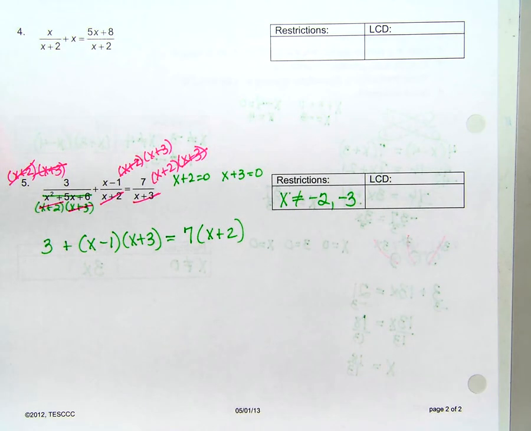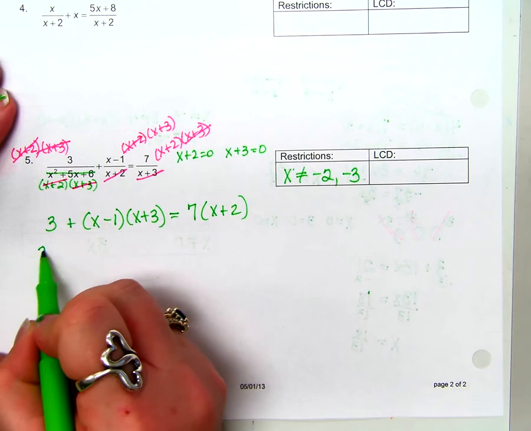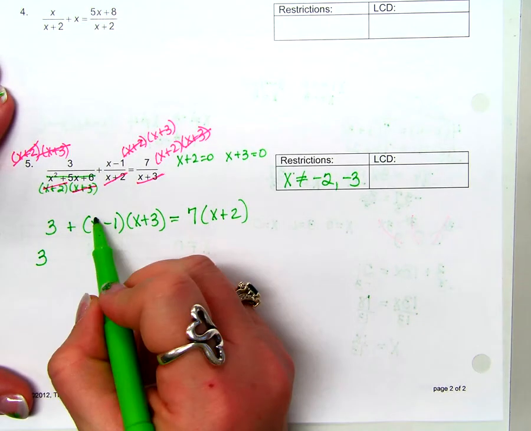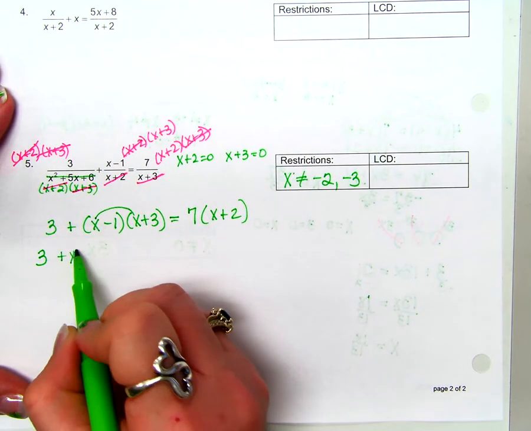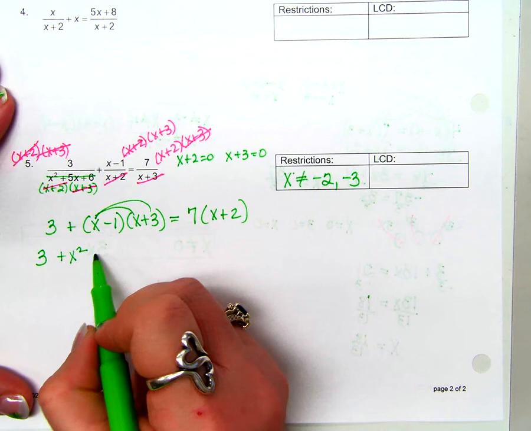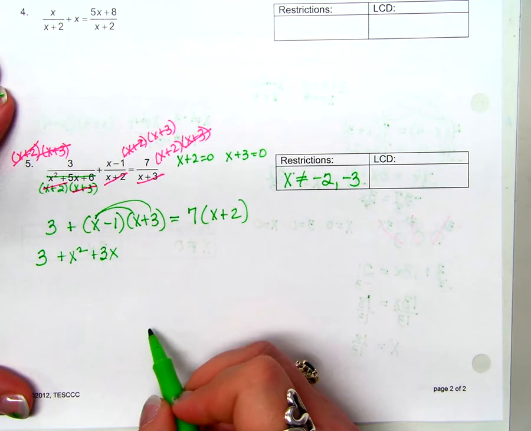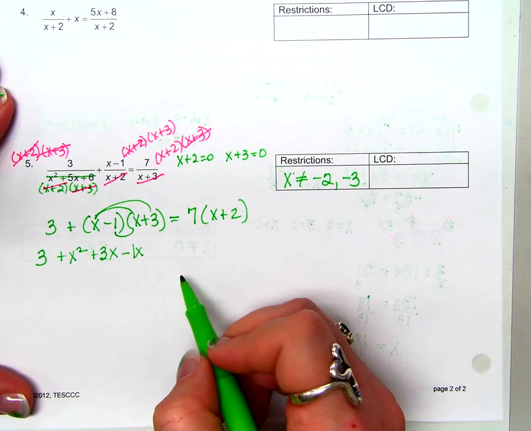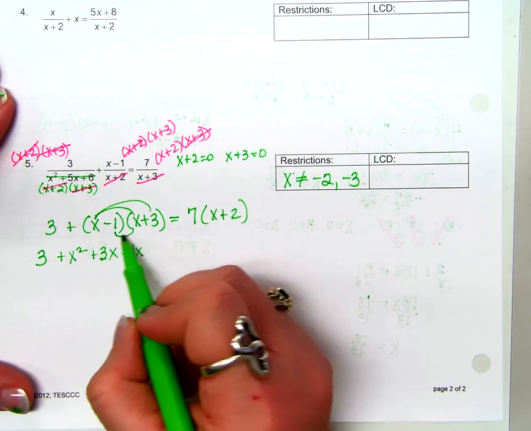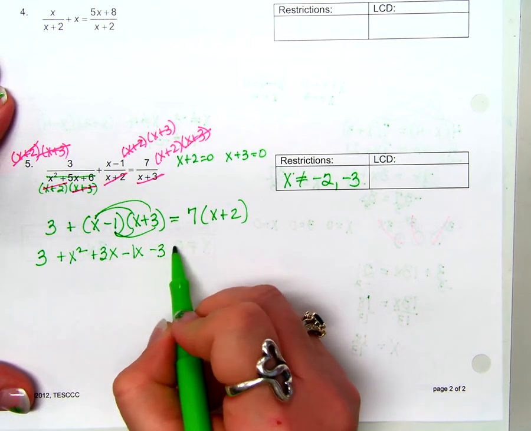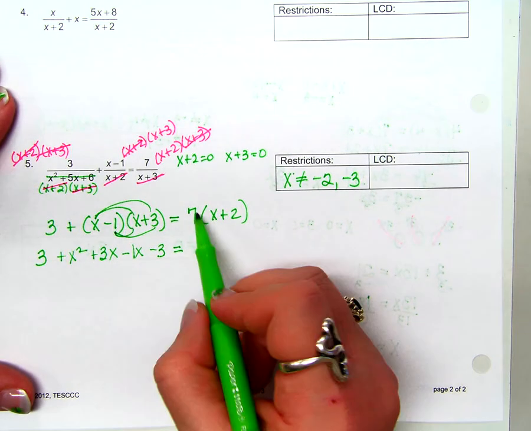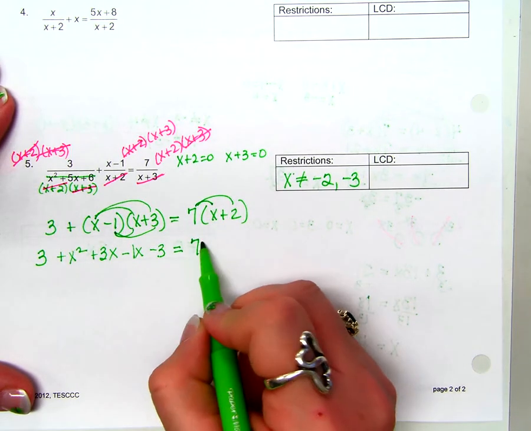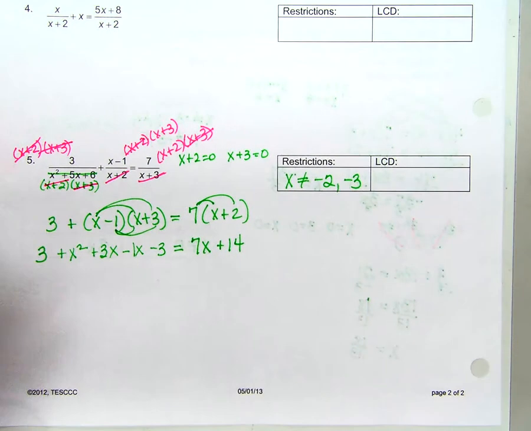Now we start distributing, right? So this is still a 3. I don't mess with that. Here I get x squared. Here I get 3x. Here I get negative 1x, or negative x, either way. And here I get negative 3. And then here I get 7x plus 14. You okay so far?